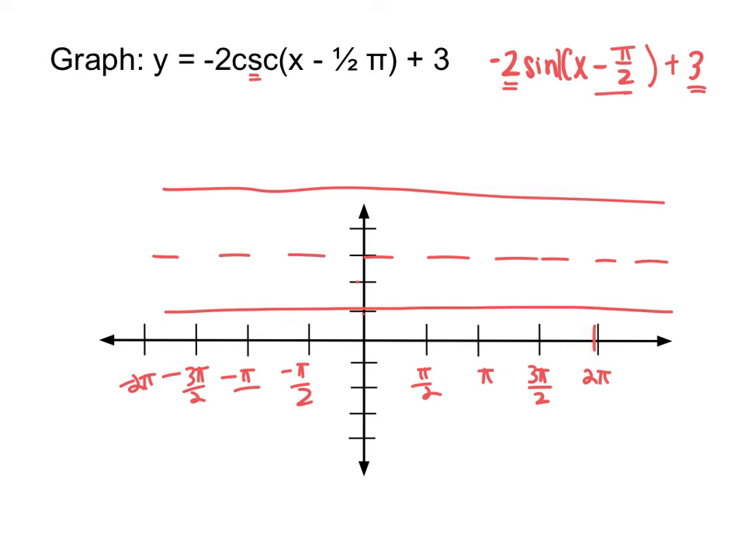And now when I graph this, I have that phase shift. So I'm going to start at right pi over 2. So this is my starting point right here. And because it's a sine graph, it's on the midline. But it's a negative sine graph, so it has to decrease before it increases. So it's going to decrease first.